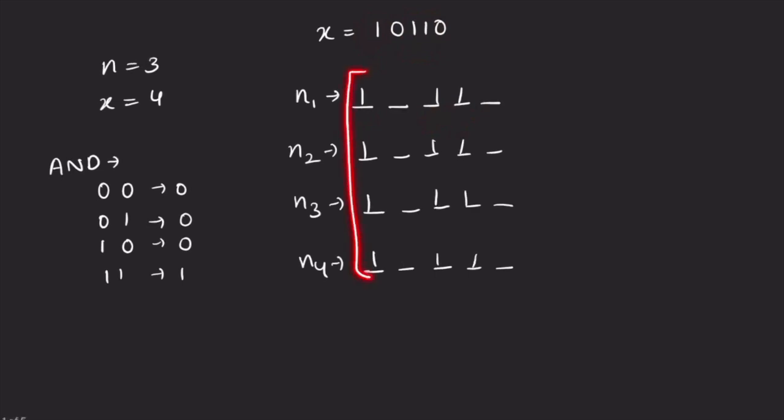If at all these places 1 is present, then in the bitwise AND also these positions will be 1 1 1 only. So that is for sure: in all of my numbers, wherever the bits are 1 in the binary representation of x, then in all of my numbers at the same positions, we should have 1.